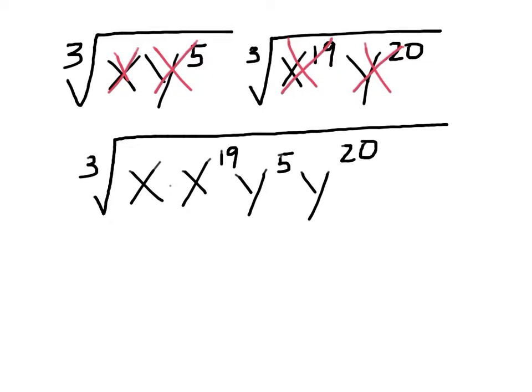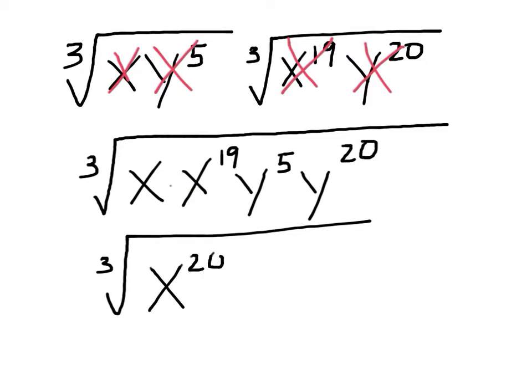So I think initially we'll just go ahead and carry all this out. You got your basic x to the 1, invisible 1, times x to the 19. That's going to give me x to the 20. And then I've got a y to the 5th and y to the 20. Going to give me y to the 25th.